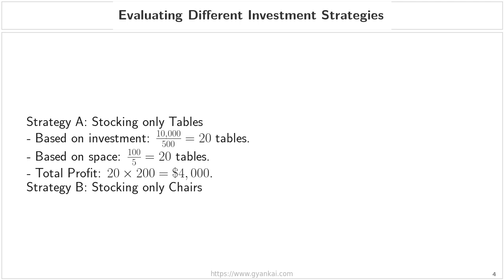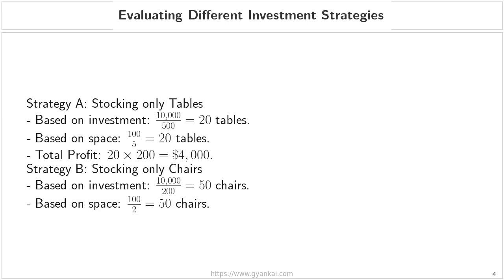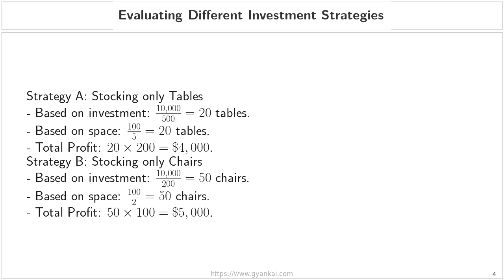Next, let's consider strategy B, where the dealer stocks only chairs. Using our investment limit, we divide $10,000 by the $200 needed per chair, which allows for 50 chairs. Checking the space constraint, we divide our 100 square feet by the 2 square feet required per chair, which also results in 50 chairs. In this scenario, 50 chairs multiplied by the $100 profit per unit results in a total profit of $5,000. Notice that, so far, Strategy B is performing better than Strategy A.